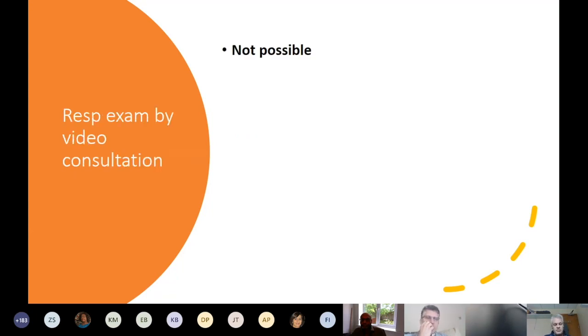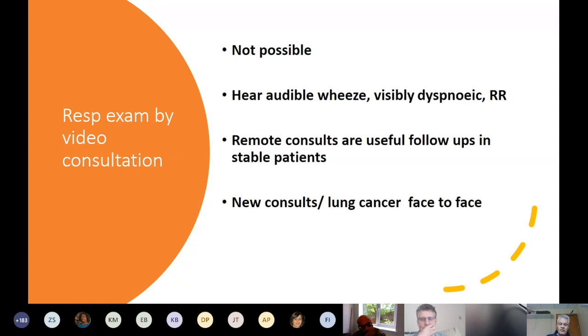Now, I was asked about respiratory examination by video consultation. I've rather hopefully comically put up a slide, because I just don't think it's possible. You can't examine somebody at the end of a video. However, you can see if they've got an audible wheeze, you can see if they're visibly dyspneic, and you can probably count their respiratory rate.